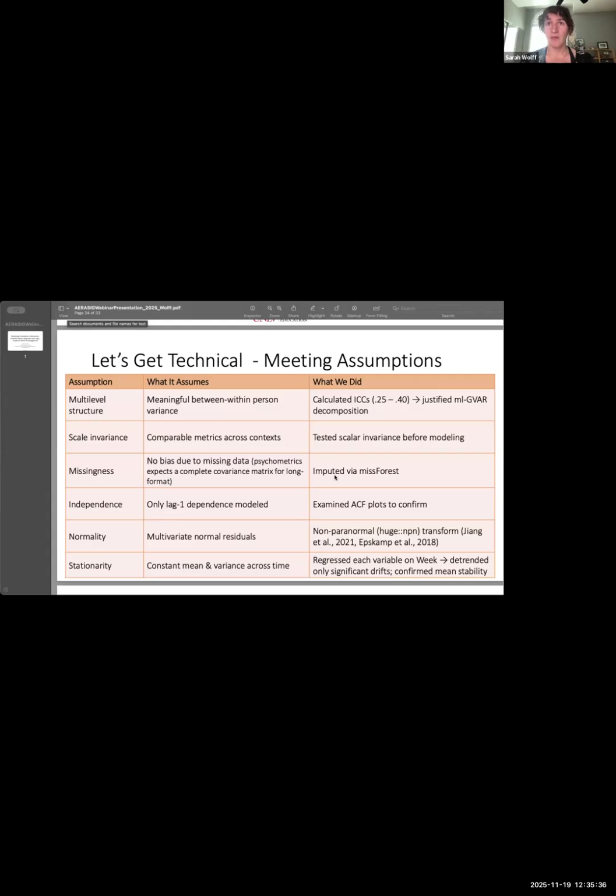And after transforming them, we checked for mean and variance drift. That would be where we're looking at stationarity. We did find some significant linear trends, and to correct for that, we detrended the variables using a simple linear regression of the variable on time and then saving the residuals. In other words, we subtracted each student's best fitting linear trend so that the resulting series reflected only the session to session fluctuations around their expected path. And those residualized scores were then used in the mlVAR estimation. This is really common in this kind of analysis to do.